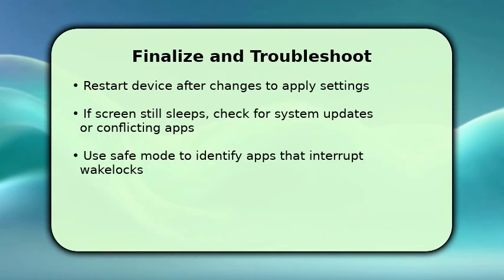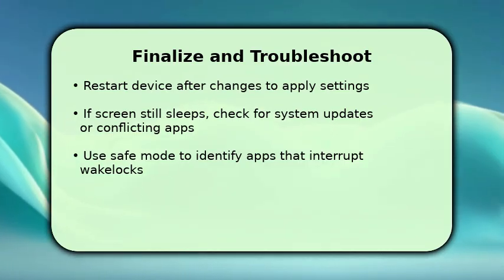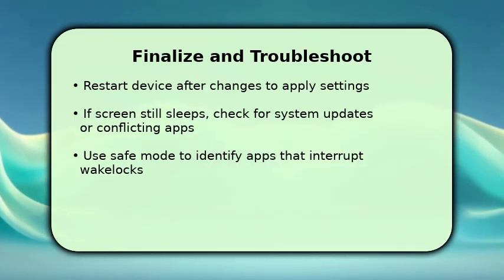You can boot into safe mode to see if a third-party app is forcing sleep. If behavior stops in safe mode, uninstall recent apps until resolved. One quick tip: re-enable battery optimizations last, because they're commonly the culprit when screens won't stay on.